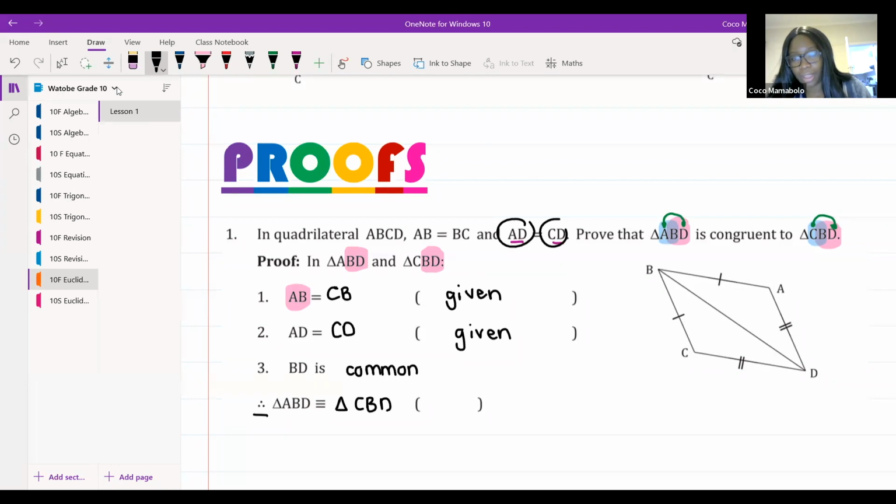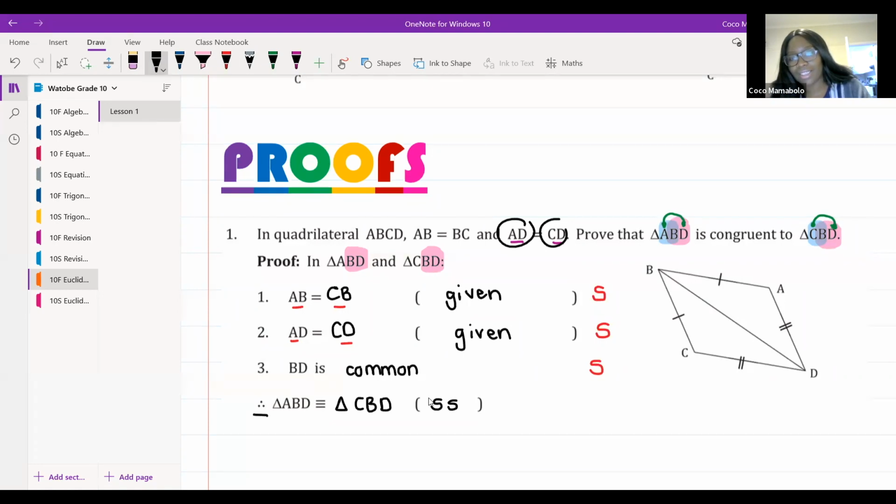Then we can just go read off everything that we've done over here to figure out what our rule for congruency is going to be. We know that AB and CB are a side, so this is side. We know that AD and CD are both sides, so this is a side. And BD is a common one. It's not a common angle, it is a common side. So what is my reason for congruency over here? Side, side, side.